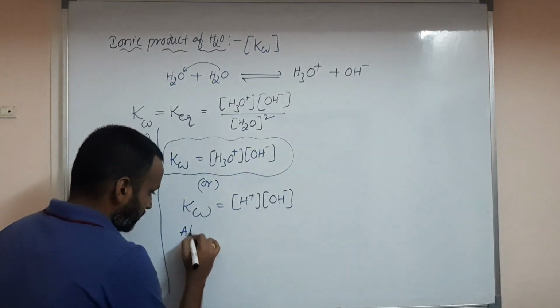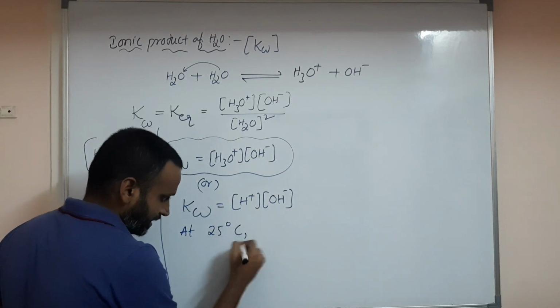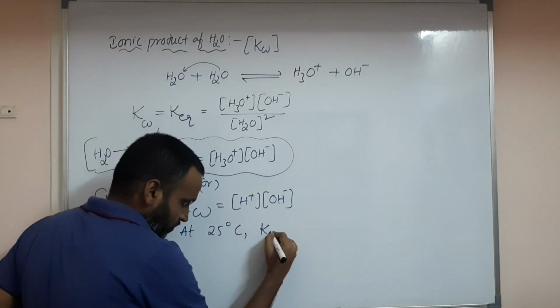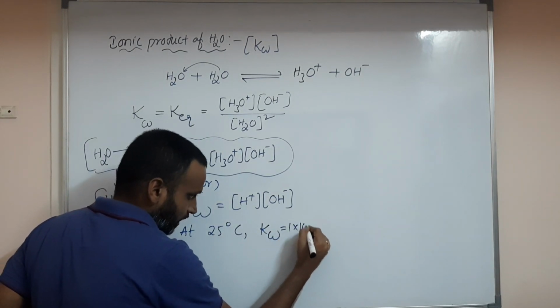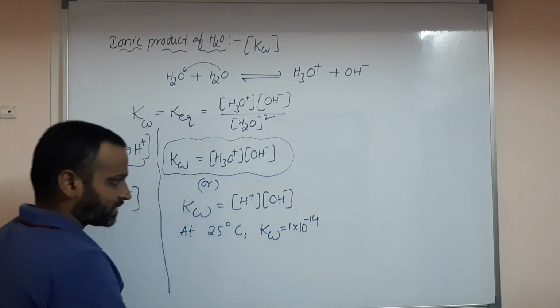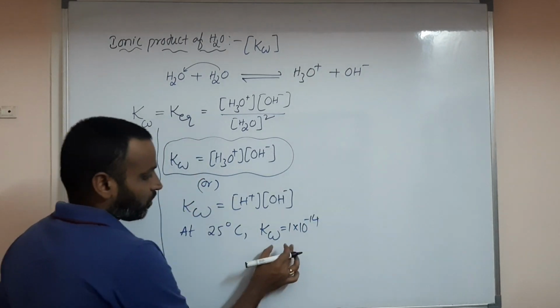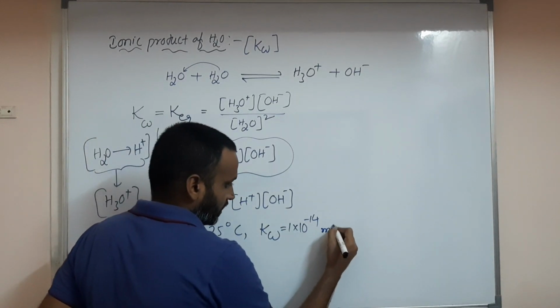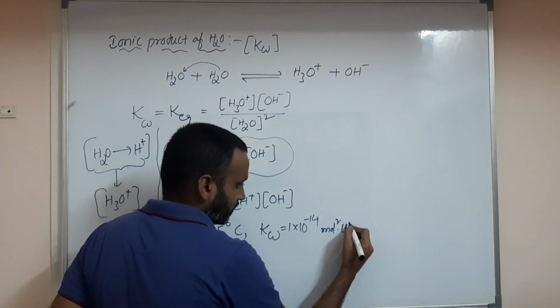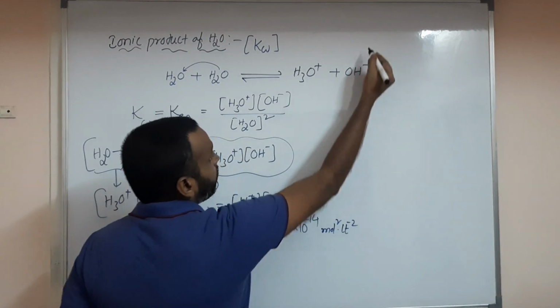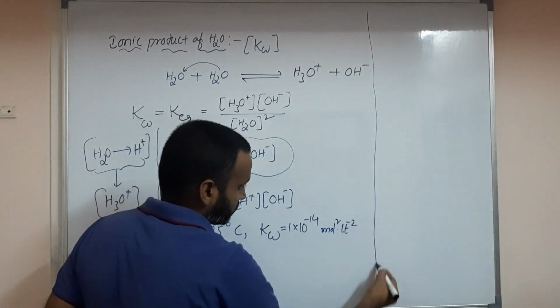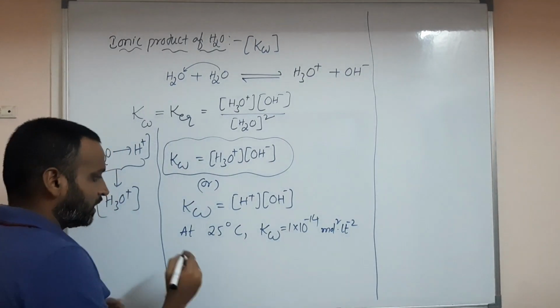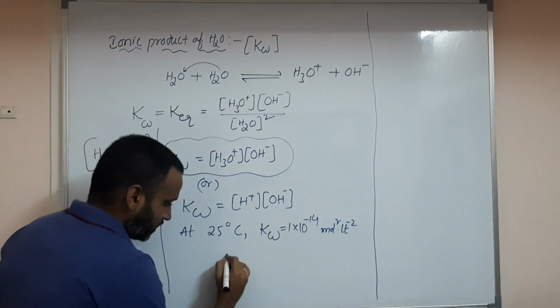At 25 degrees Celsius, Kw has a value of 1 into 10 power minus 14. This is called the ionic product of water value at 25 degrees Celsius, room temperature. This you can write with units mole square per liter square. Very, very important.